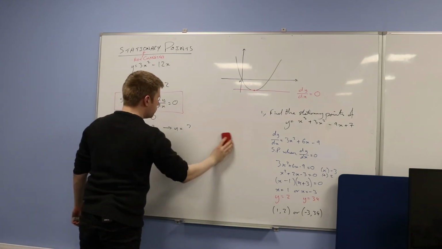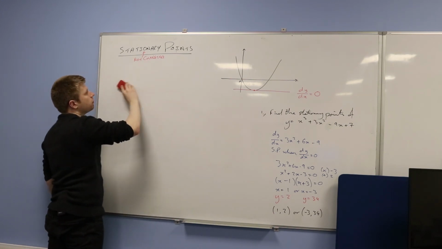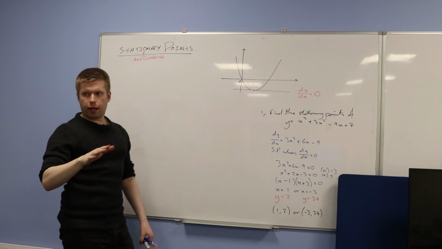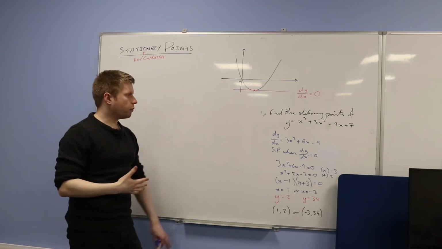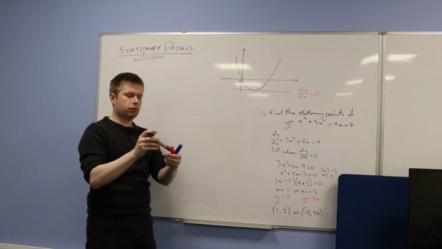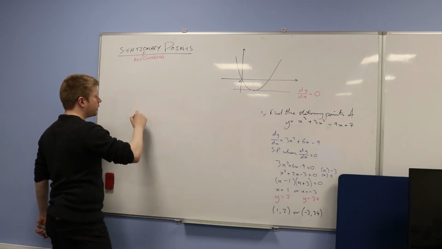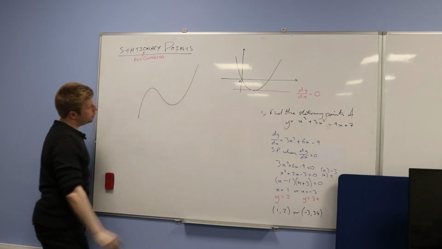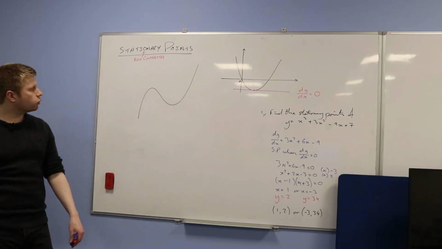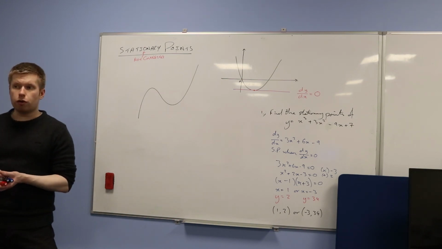Now just pause for a second. Let me create some space. Have a look. Before we were just having 1 stationary point. This is a cubic curve. What's the shape of a cubic curve? Something like this? Yeah, it's like the Loch Ness monster. Or a dragon or something like that. Fine. Which means that we are expecting 2 stationary points.